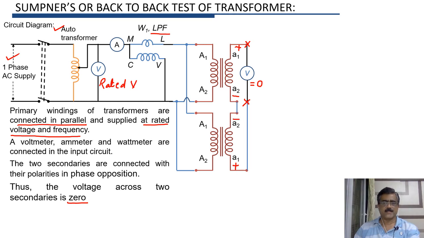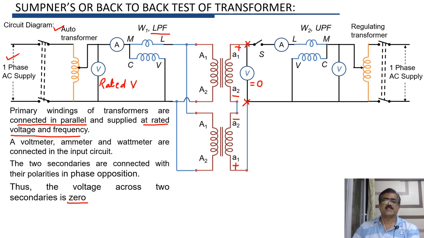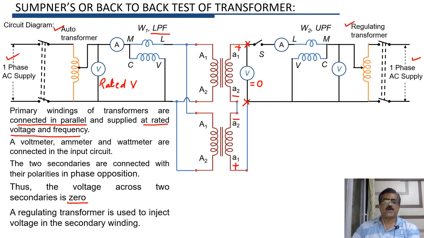we had to make the connections again. Now the secondary side is connected again to a single phase AC supply, again through an auto transformer. This transformer is called a regulating transformer. Now the function of this regulating transformer is to inject the voltage in the secondary winding. So with the help of this auto transformer, which is a regulating transformer, we can inject required voltage on the secondary side. Now here you can see that one switch S is provided here.